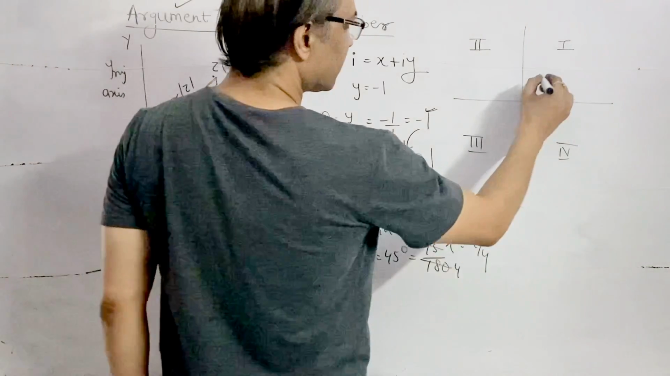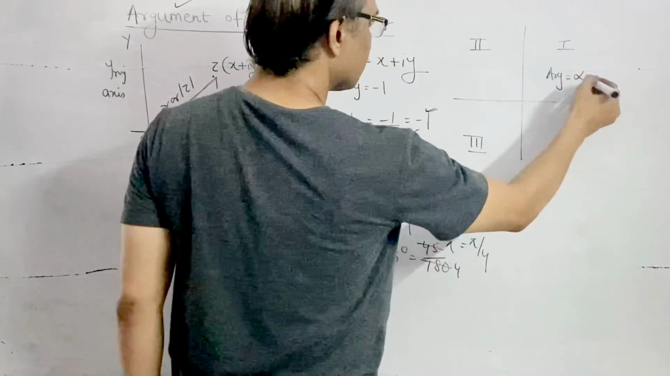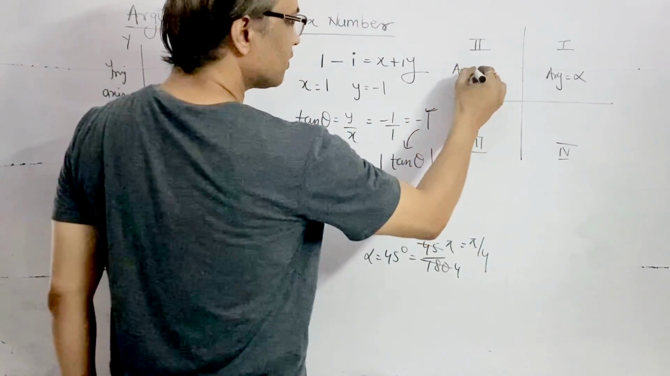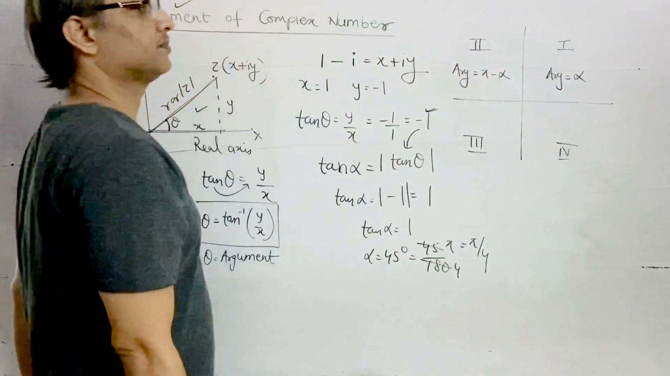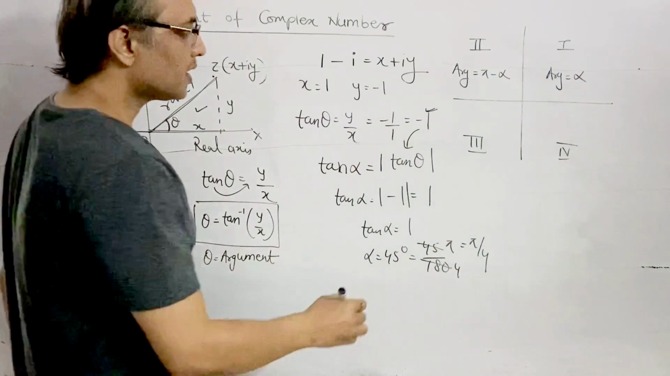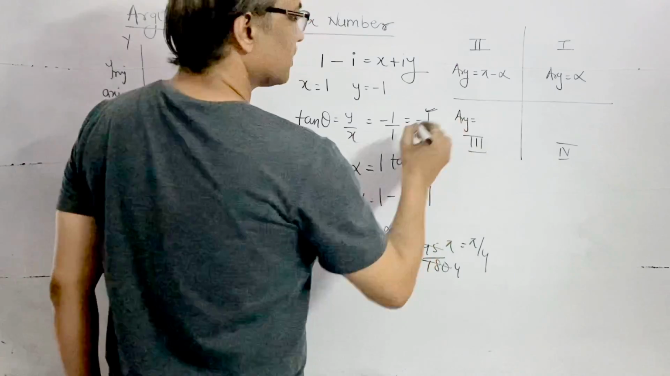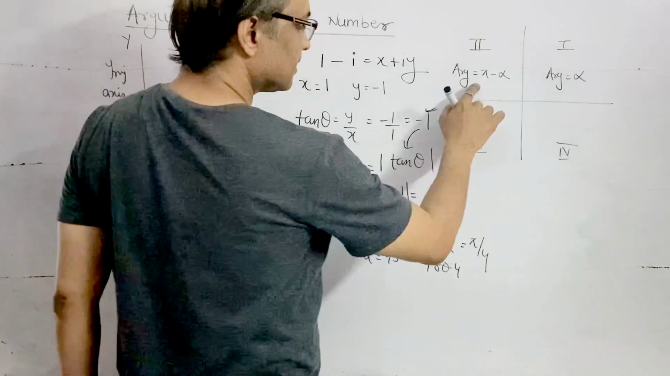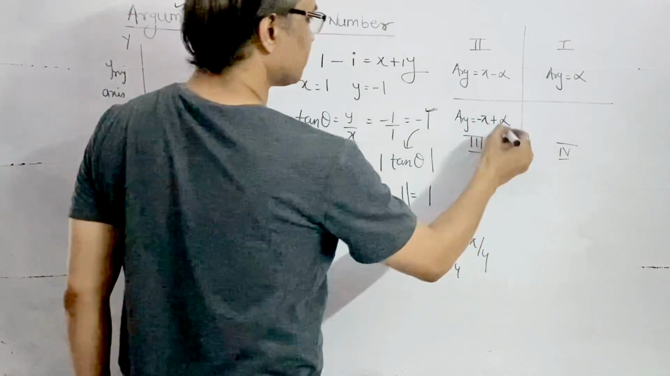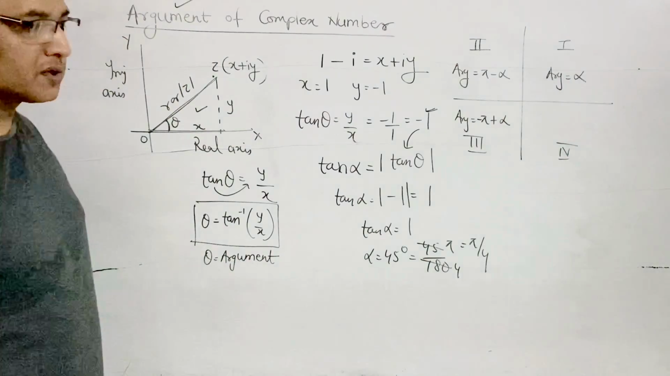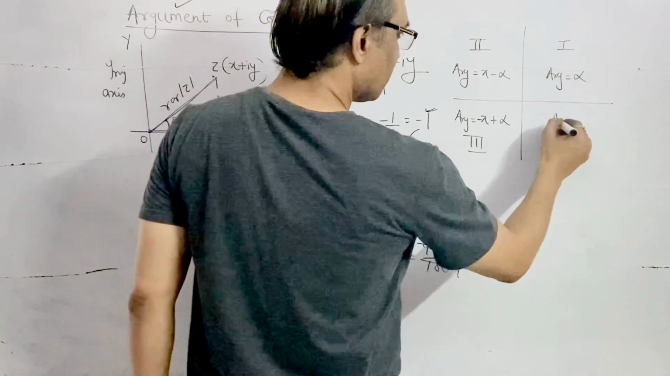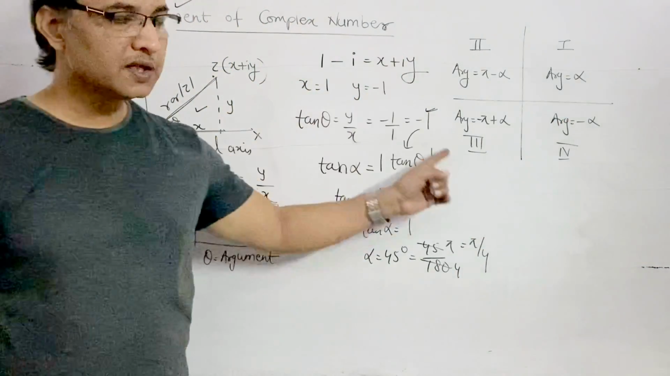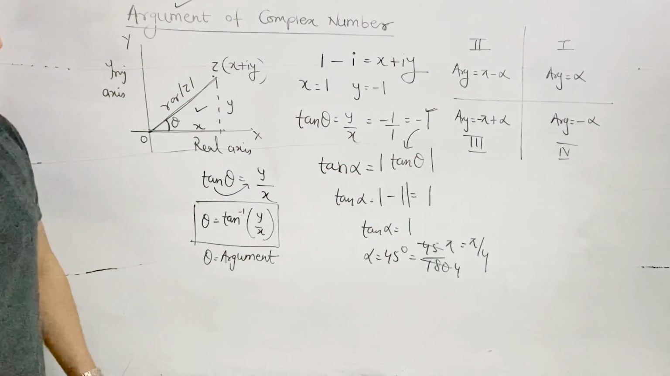In the first quadrant, the argument is alpha. In the second quadrant, the argument is pi minus alpha. In the third quadrant, the argument is just multiply this by a minus sign. That means minus pi plus alpha. This is the argument in the third quadrant. In the fourth quadrant, the argument is minus alpha. So these are the 4 values of arguments in 4 quadrants.